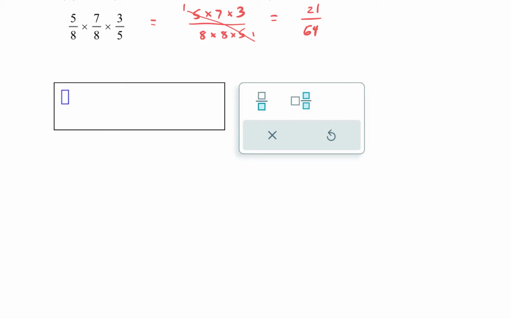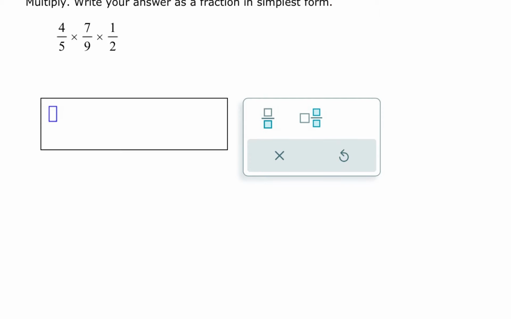And 21 and 64 only share a common factor of 1. The reason I know that is that 21's factors are 1, 21, 7, and 3. And 64's will not have a factor of 3 because 6 plus 4 equals 10, and 10 is not divisible by 3. And I don't know 7 times anything that's 64. So my answer is 21 over 64.